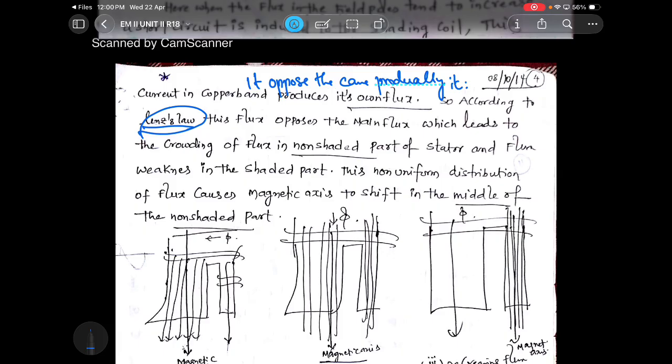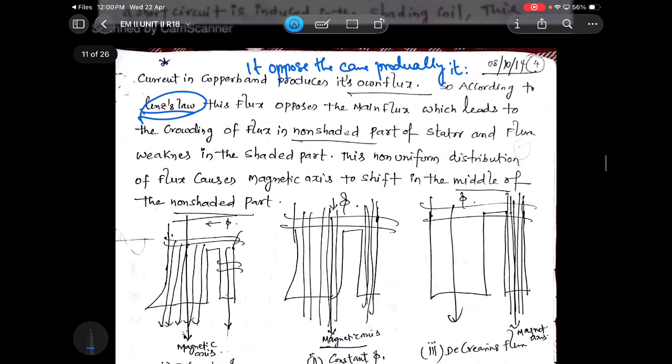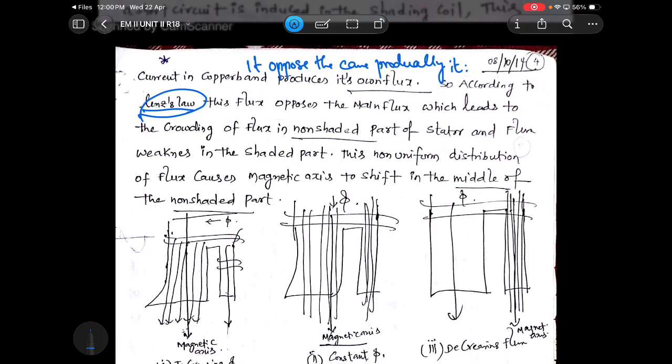If someone is trying to help you, once you are out of danger, you throw him again into the same place. It's like betrayal, like Bahubali's Katappa. Lenz's law also does the same.